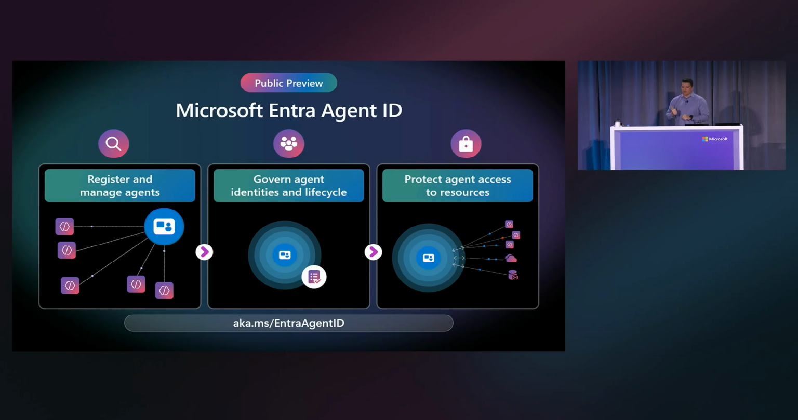The second thing, you'll be able to govern the agent identities and the life cycle. So what does it mean? For example, we want to make sure that the agent through this life cycle has a specific sponsor and a user attached to it as well. So somebody who is responsible and checking for an agent. And the last piece is protect agent access to resources. So this is where conditional access actually shines. I'm going to do a demo later to show how to set up a conditional access policy in order to control the access to resources.